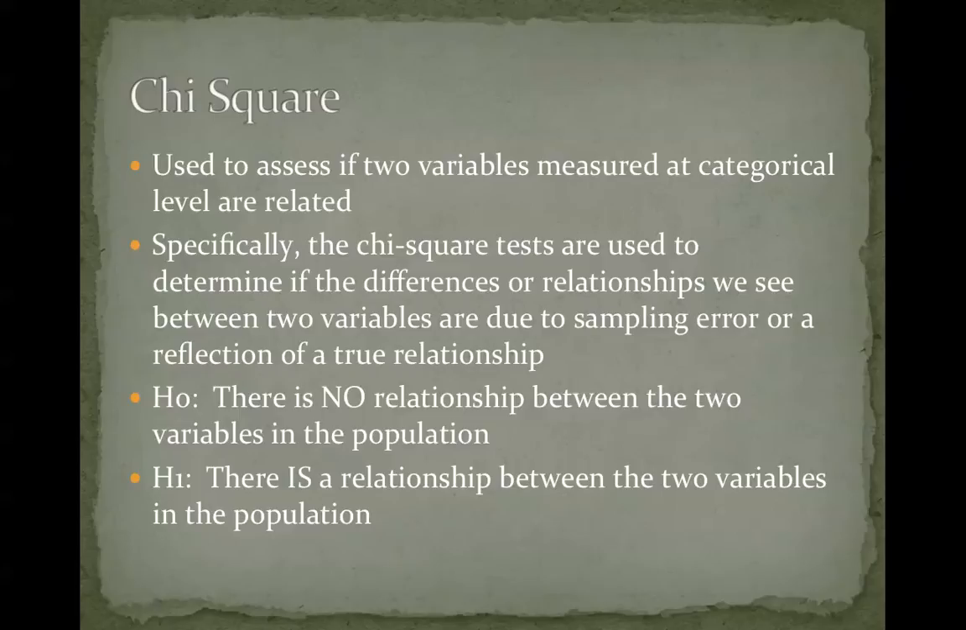So again, we need to consider a null hypothesis and an alternative hypothesis. The null hypothesis for the chi-square is that there's no relationship between the two variables in the population. And the alternative hypothesis is that there is a relationship between the two variables in the population. Now this is simplified, but this is more or less what you need to know for this class.